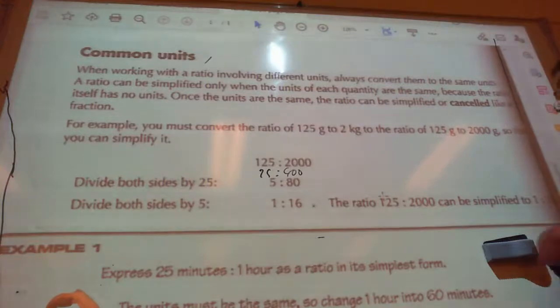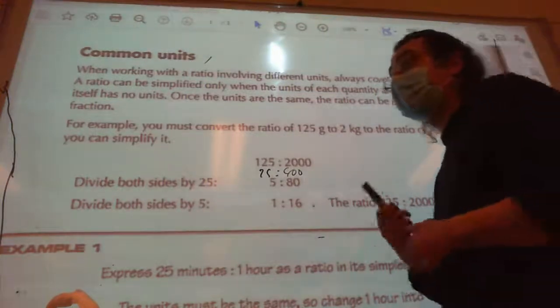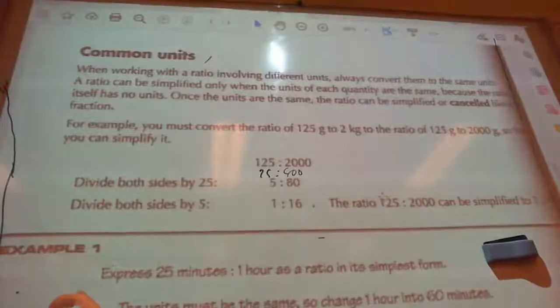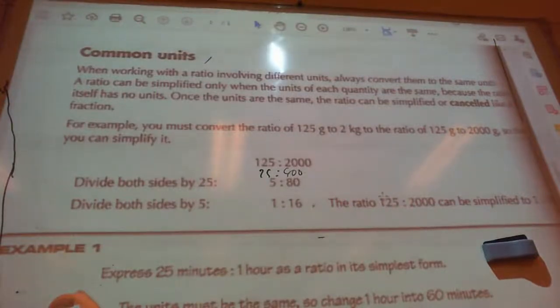And in the same way you can convert minutes and hours like this. Since 1 hour is equal to 60 minutes, you have to compare 25 minutes to 1 hour.